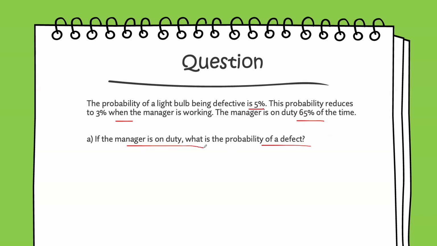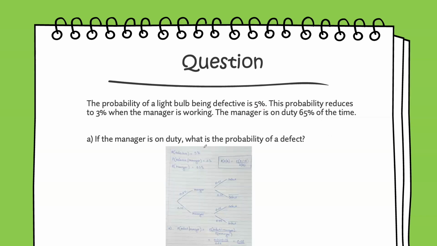So what we're going to do first is list out some of the information that's been given to us in the question itself. We know that the probability of a light bulb being defective is 5%, which is what we've got here. Now this probability reduces to 3% when the manager is working. What's the notation for that? We write the probability of a light bulb being defective, given that the manager is working, equals 3%.